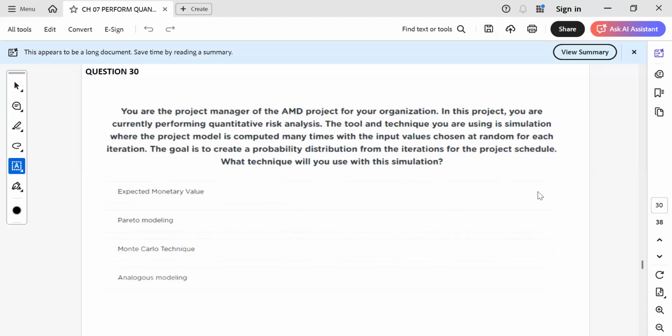You are the project manager of the AMD project for your organization. In this project, you are currently performing quantitative risk analysis. The tool and technique you are using is simulation, where the project model is computed many times with the input values chosen at random for each iteration. Monte Carlo. Faisal bhai, Monte Carlo is the right answer.